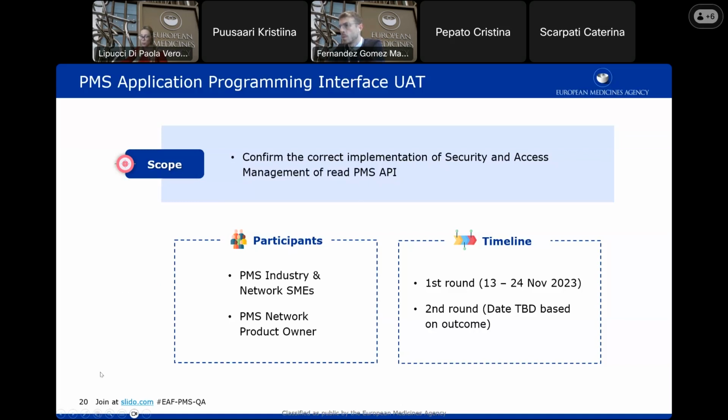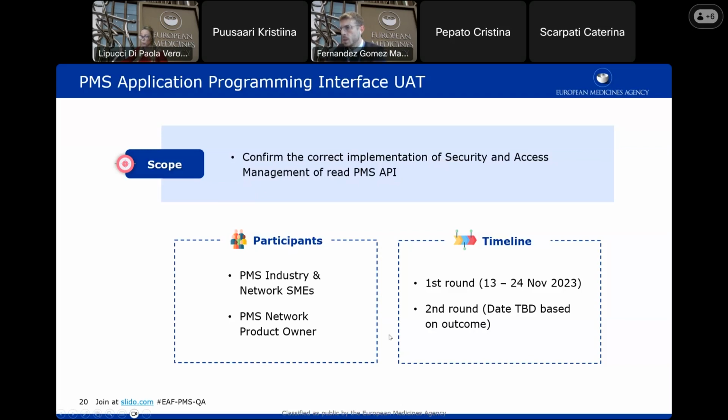The timelines that we are foreseeing for this type of UAT are the following, in this box on the right side. The first round will start again next Monday. And then we plan not 3 rounds, but 2 rounds, because of course the scope of this UAT is limited compared to the previous one that I mentioned.